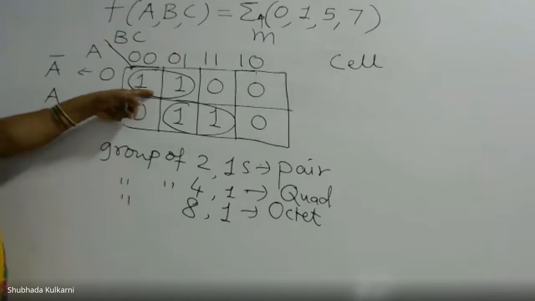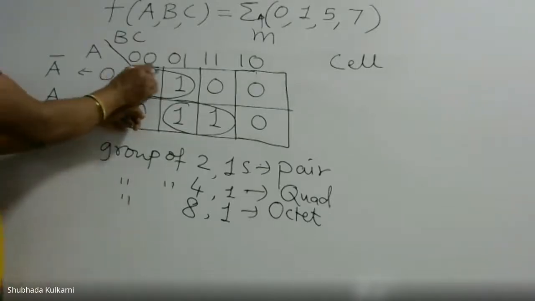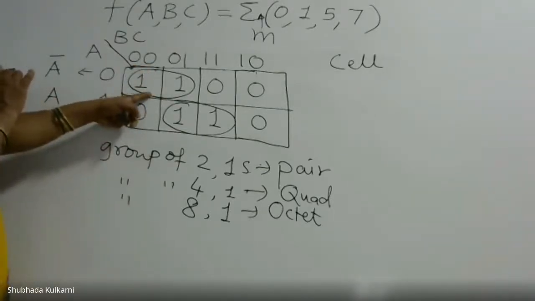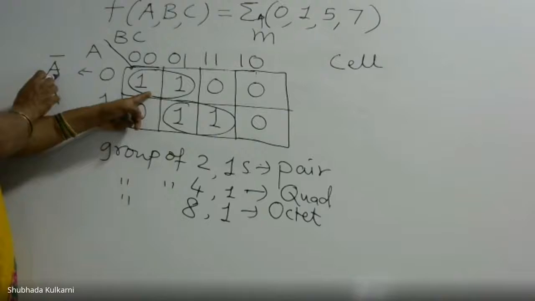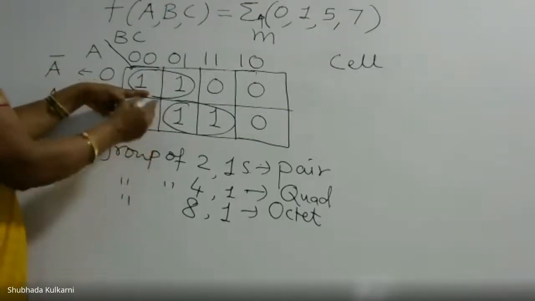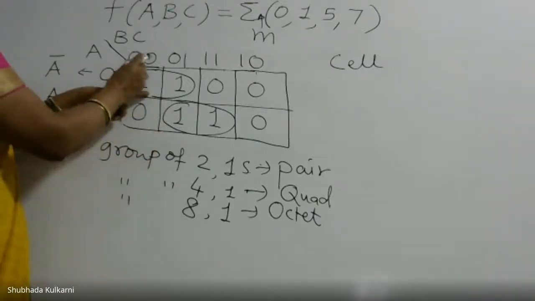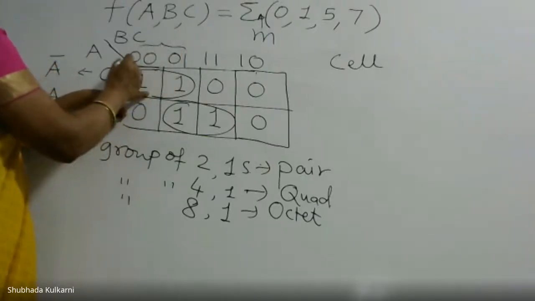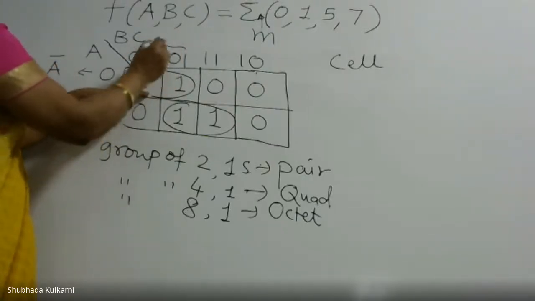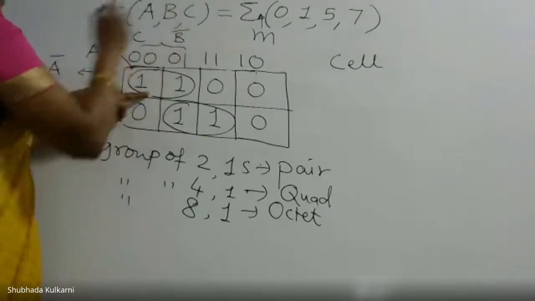Now just look at the first row. How to find out the product term for this group? What is the row side value? 0, means the variable is A bar. Column side, I think I have done. What is changing? C is changing from 0 to 1. So from here to here, the variable B is constant, which is 0. So its value is B bar.